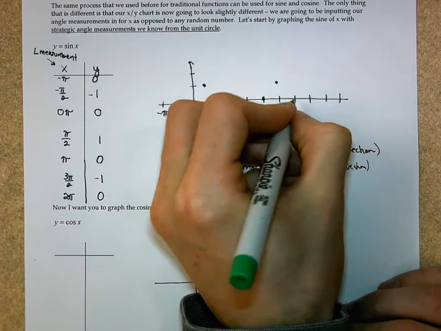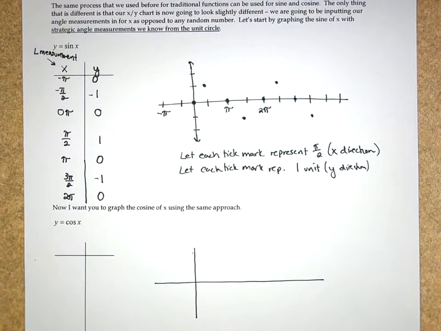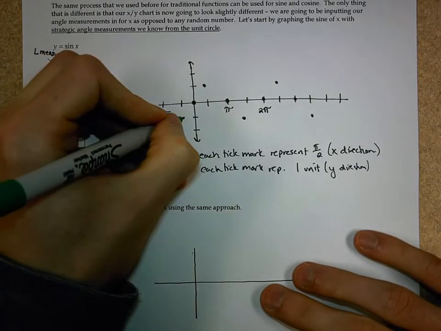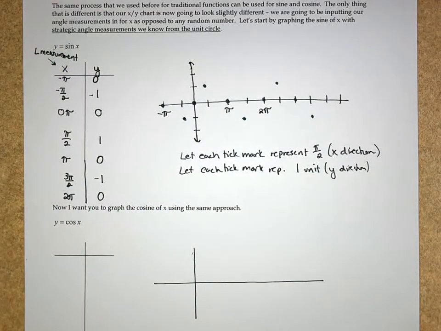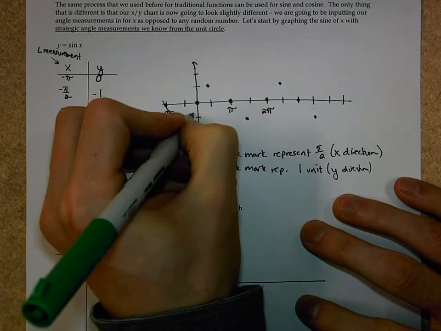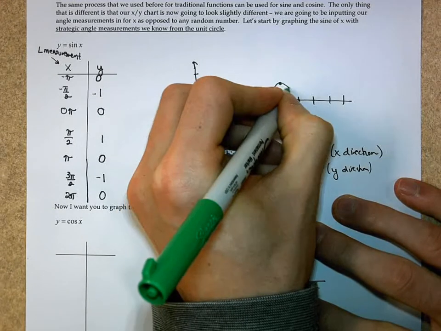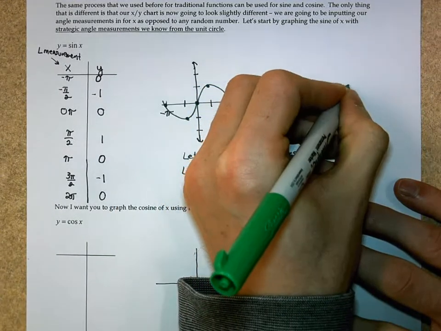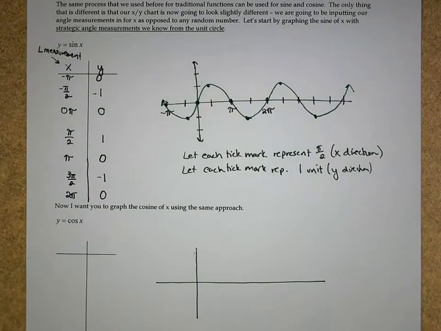And this pattern continues of negative 1, 0, positive 1, 0, negative 1. And it goes in both directions. And the graph of the sine curve is this wave that we get. And it continues forever in both directions.